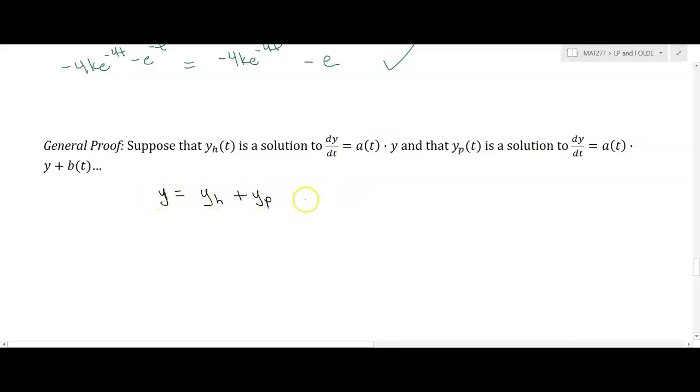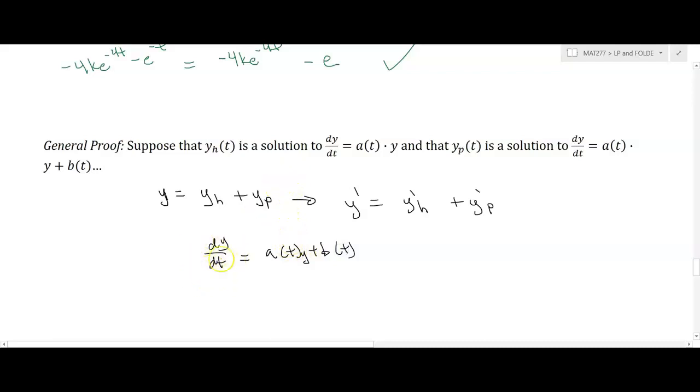Well, if I want to verify that it's a solution to this non-homogeneous case, then I'm going to need its derivative as well. And the best I can do is write y prime sub h plus y prime sub p. Now, since we don't know what functions they are, all we can say is that the derivative of y sub h is y prime of h. The derivative of y sub p is y prime of p. And so now, if I want to verify that it's a solution to dy dt equals a of t y plus b of t, what I need to do is show that the two sides are equal to each other.